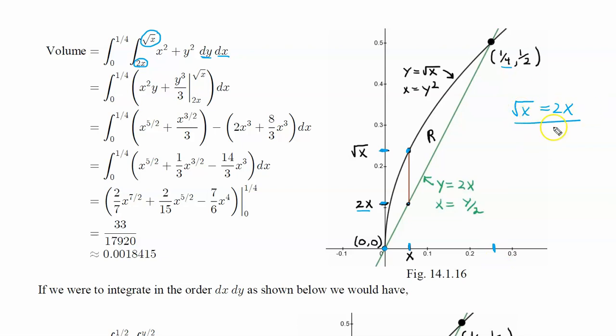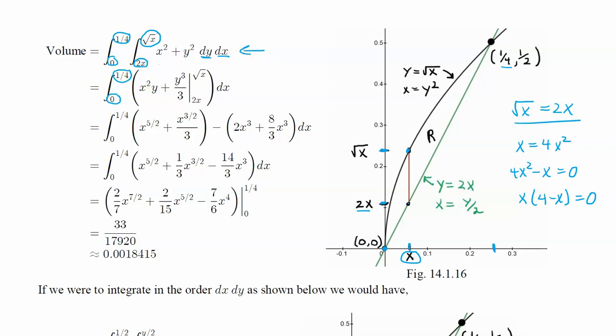And of course you get that just by solving this equation for x, square both sides. And of course you see you get 0 and 1/4. So then this x right here that we held fixed initially, it's going to vary from 0 to 0.25. And we have that right here and here, or up here and here. Okay, so now we just have to evaluate this.